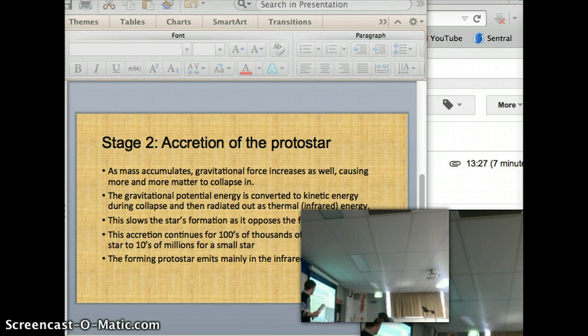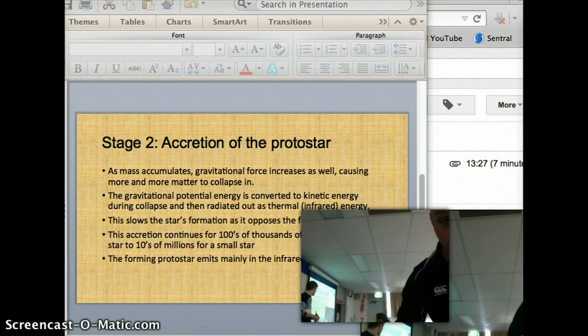The actual accretion can take maybe hundreds of thousands of years for O-type stars to form supermassive stars, up towards tens of millions of years for a small star. And this forming protostar emits radiation mainly in the thermal or infrared spectrum, and that's the way in which we detect them.